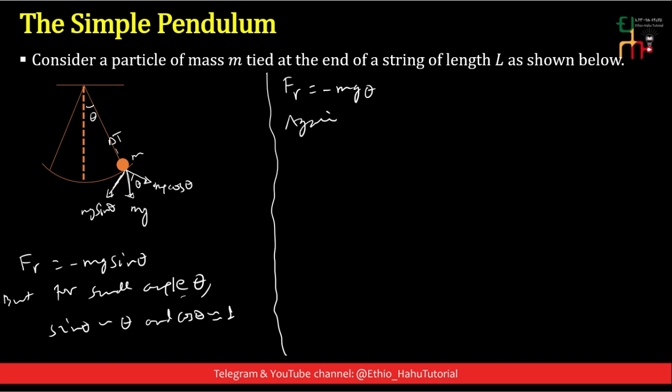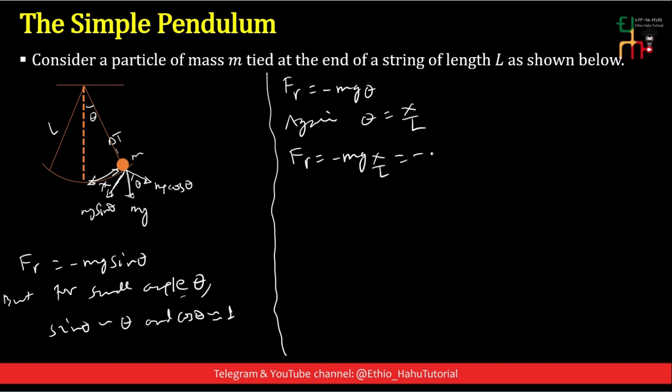Again, from the relationship between linear quantities and angular quantities, this arc length is x, the length of the string is L, and theta is the angle subtended by this arc length. Theta is equal to x divided by L, where x is this arc length and L is the radius of this sector. Substituting this into the equation, the restoring force is equal to minus mg times, in place of theta, x divided by L.